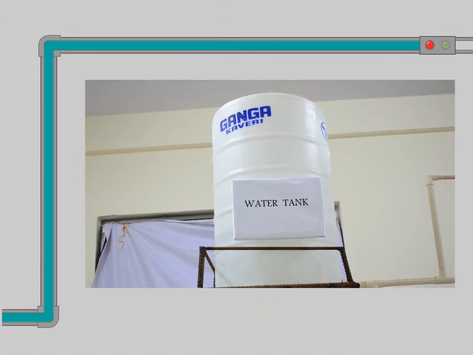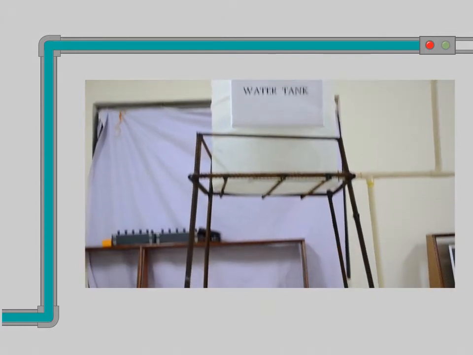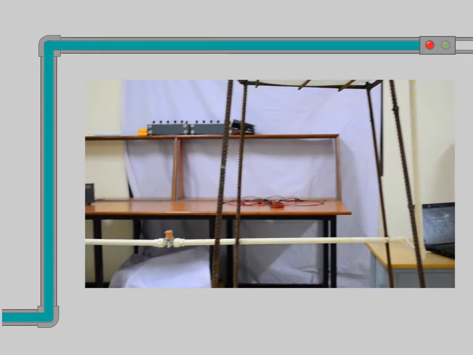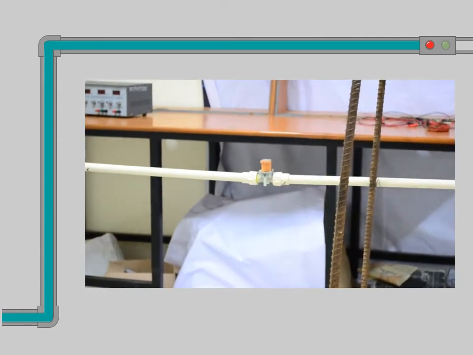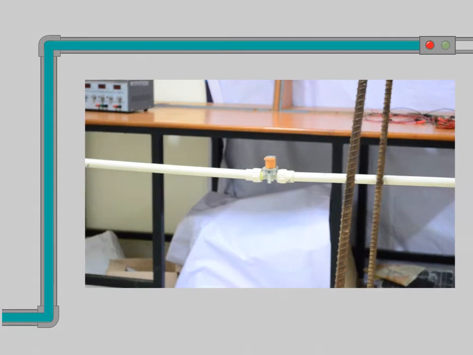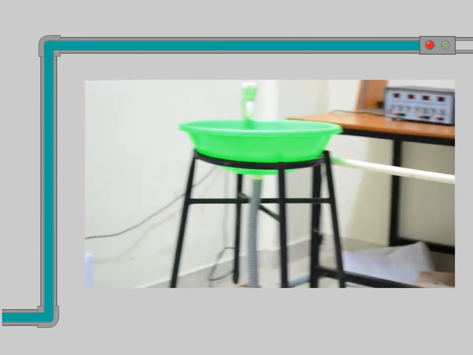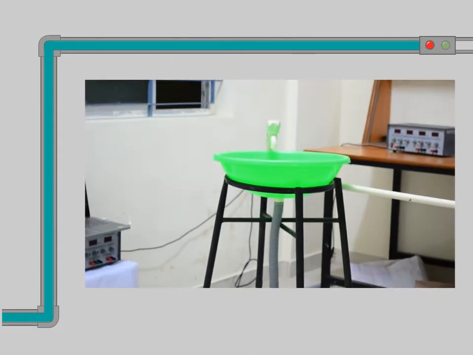So the demonstration setup basically consists of a water tank and a pipeline attached to it. This pipeline has a solenoid valve connected to it, which in turn is connected to the microcontroller. Finally, we have a wash basin at the other end of the pipe.